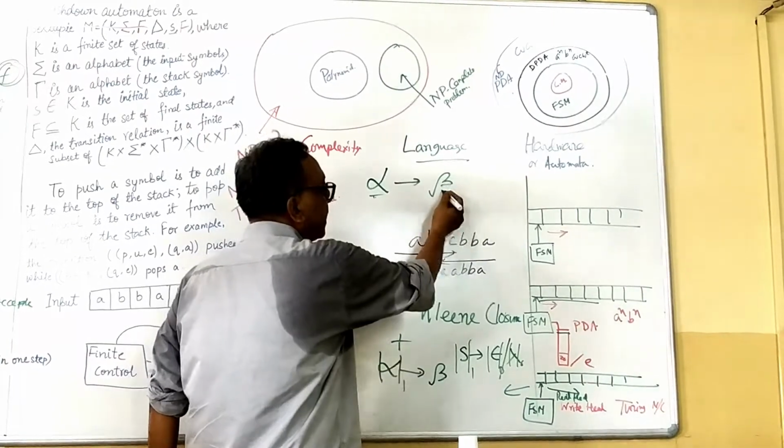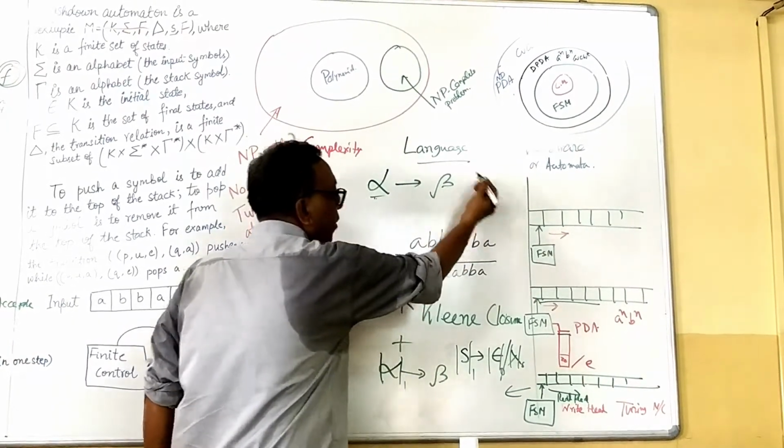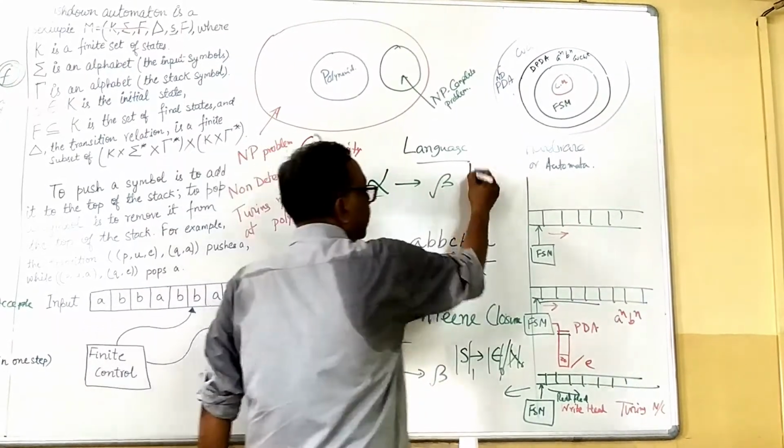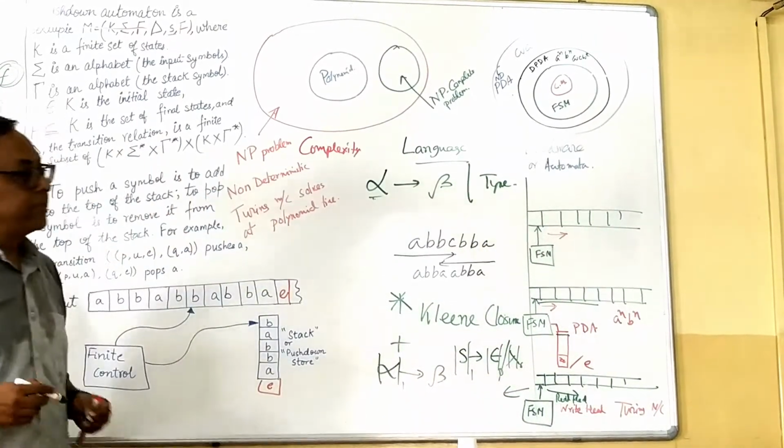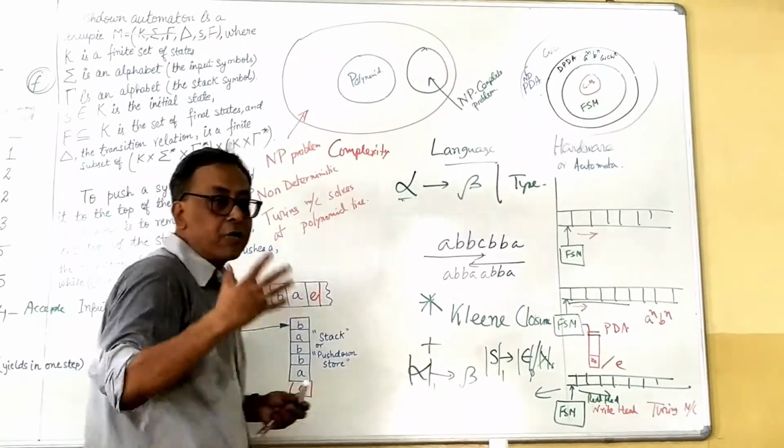Type 3 grammar says your variable should be at the end or at the beginning. That is type 3. And what is type 2? Type 2 is the context free grammar.